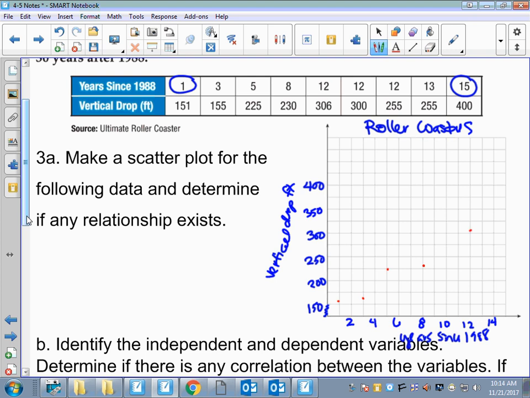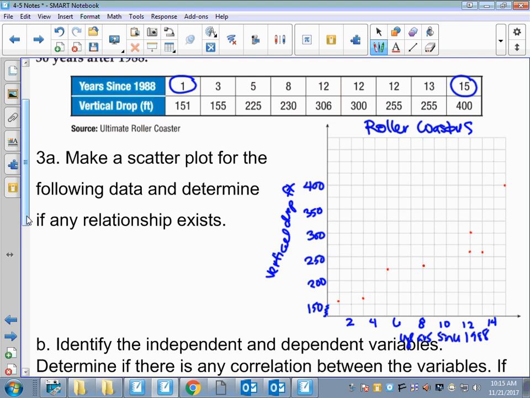And 12 and 255. Okay, now do you see how two of them at 12 had two different heights? Because we're talking about two different roller coasters. That can happen. That's 12 years since 1988, in the year 2000, two roller coasters were built. One had a vertical drop of 300 and the other one had a vertical drop of 255. That's why they're all messed up. And then a year later, in year 13, years after 1988, there was another one that was at 255. I think I actually graphed that wrong. So 255 should have been here. I'm going to erase this one. Oops. 255 and 12 and 312. There we go. And the last one, 15 and 400.